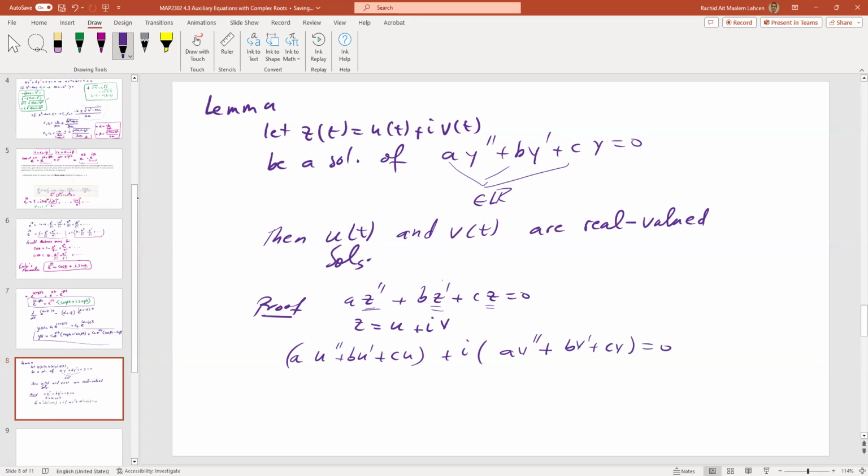Then a complex number is zero, right? So this will be zero if and only if the real part is zero and the imaginary part is zero. So a complex number cannot be zero unless these two parts are zero, which proves that u substituted there just like a y. So when we say y is a solution, u is a solution and v is a solution. So it's a quick, nice proof that actually shows that.